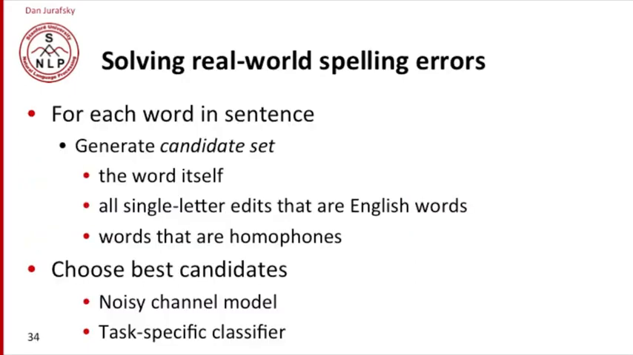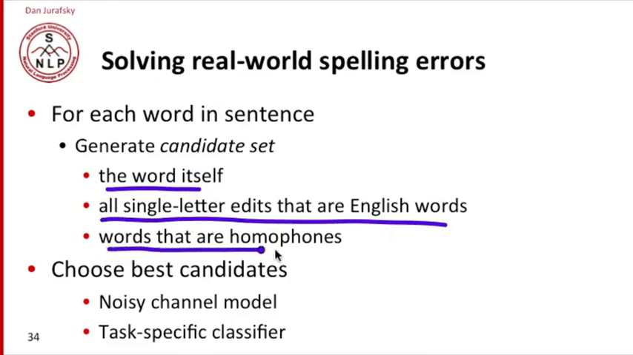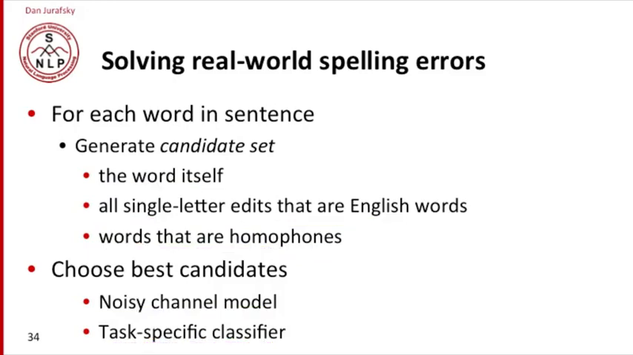Again, what we're going to do for the real word spelling error is very similar to what we did for the non-real words. We're going to generate a candidate set which includes the word itself and all single letter edits that produce English words, and maybe in some versions we'll also include words that are homophones, that sound alike. And given this candidate set for each word, we'll choose the best candidates, either using the noisy channel model, or you can imagine, and we'll talk later about, more complex models that use classifiers. So let's look at that in detail.